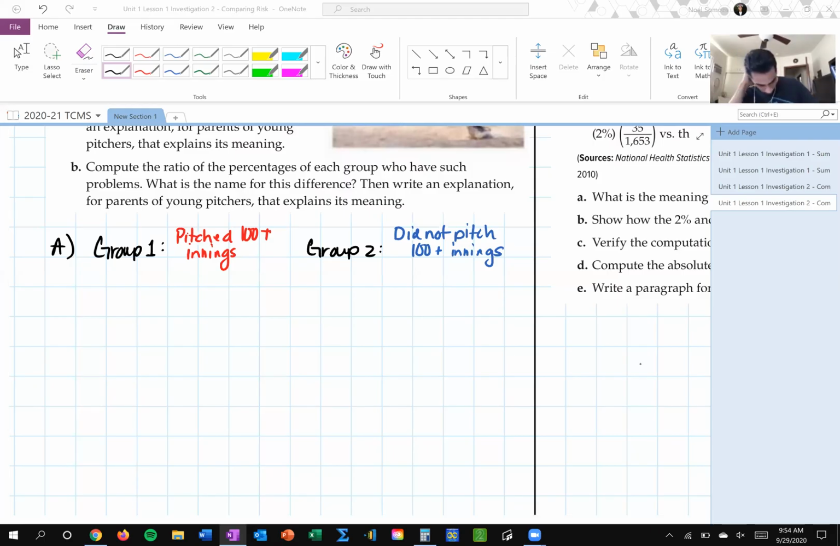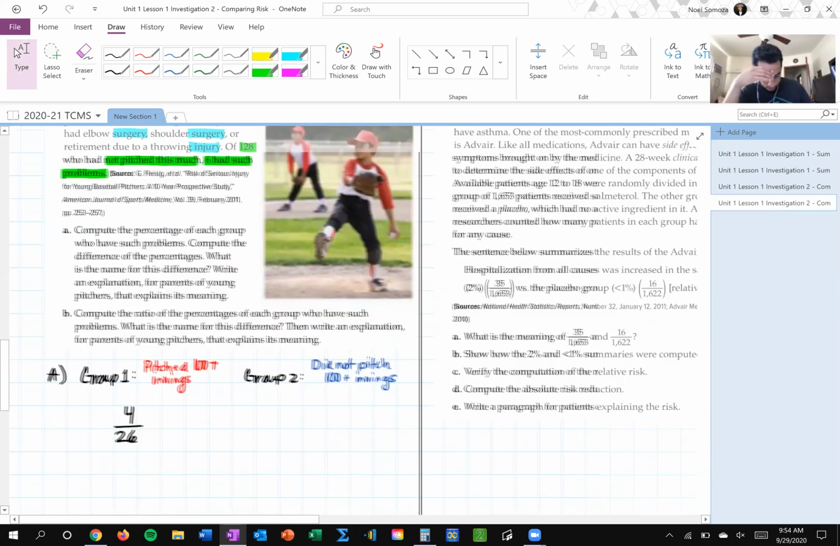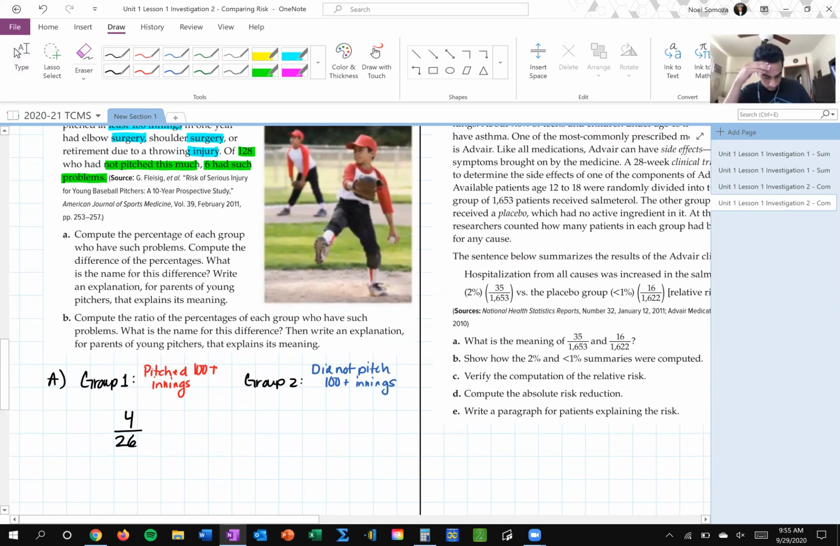Okay, so 4 out of 26. That's my proportion for group 1. What about group 2? What would that proportion look like? Yeah, 6 out of 128, that's right. So we had more kids not pitching more than 100 innings. There were only 26 that were pitching 100 plus innings.